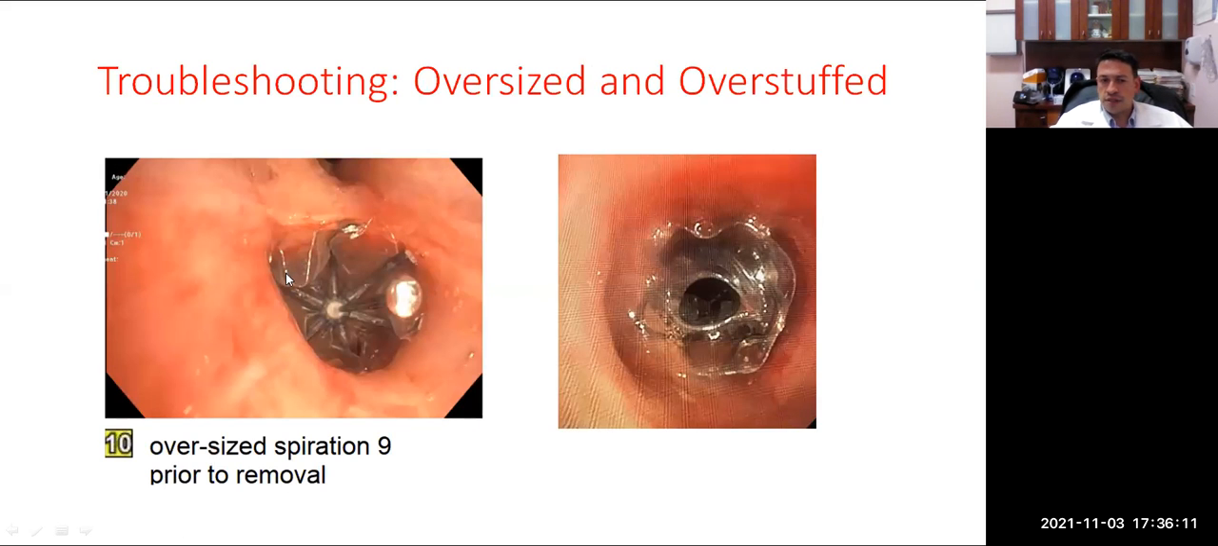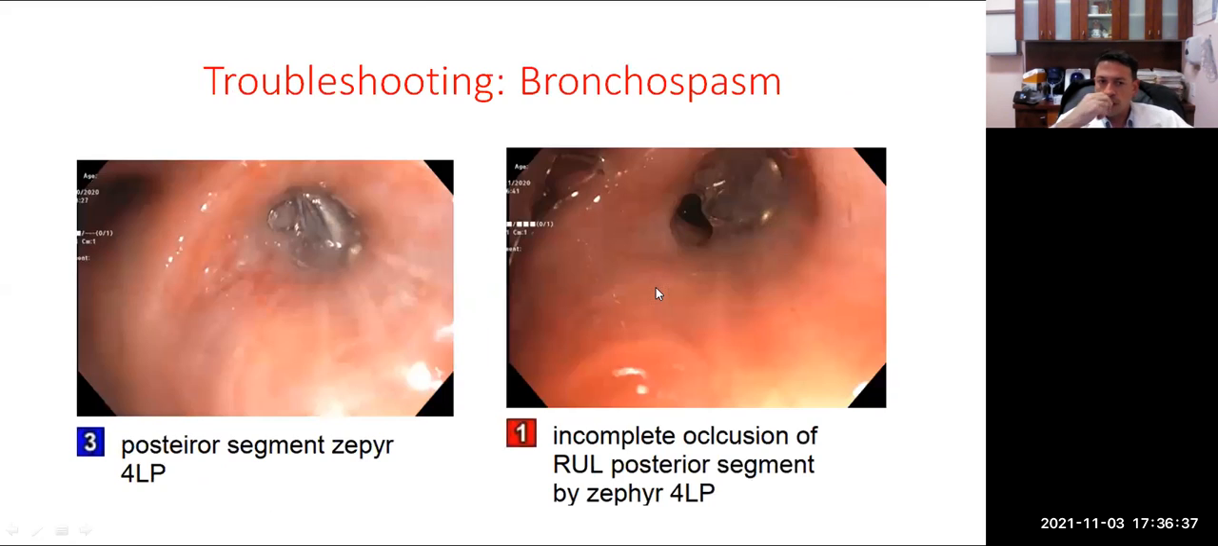Here's an example of a valve that is oversized, and so you see some kinking. If there is kinking or wrinkling, you have to remove the valve because it's not going to be occlusive. You just put a smaller size. Here's an example of a Zephyr valve where the duckbill is open, and it stays open, it doesn't close. So what's happening here is that the valve is oversized, and it needs to be removed and replaced with a smaller one, because the duckbill should open and close.